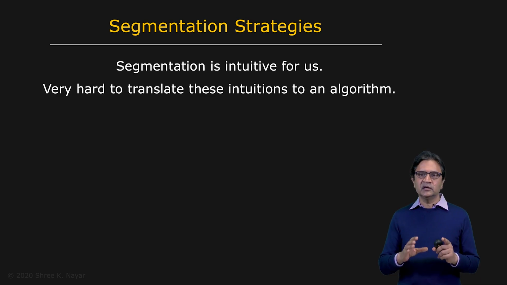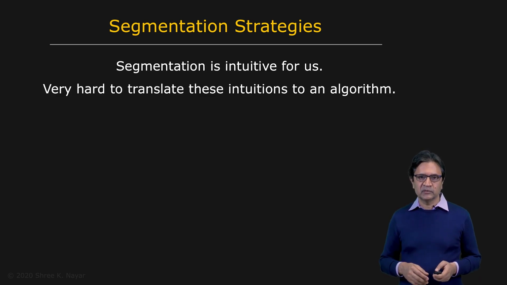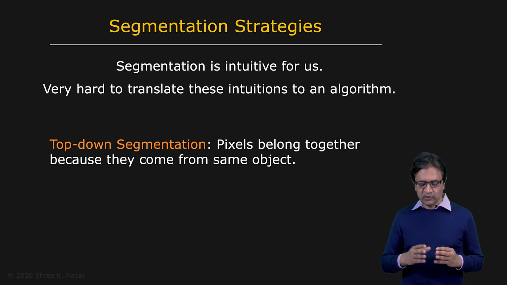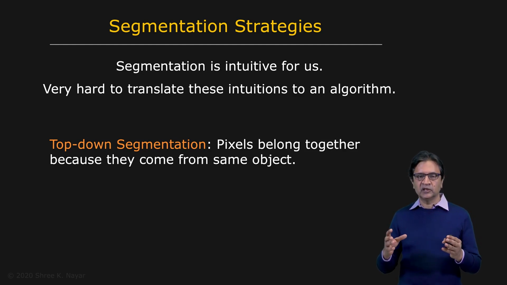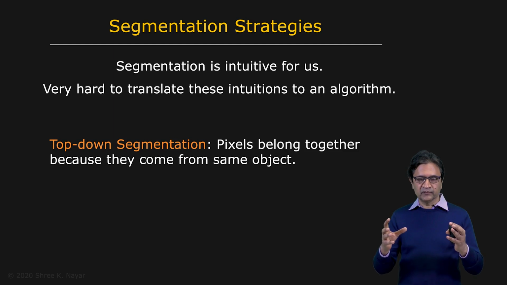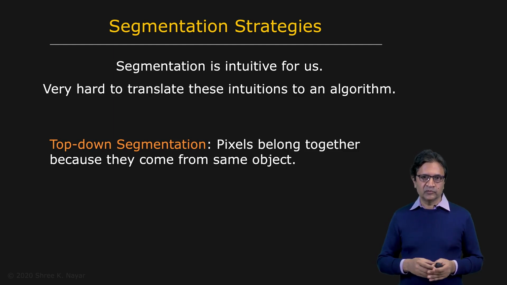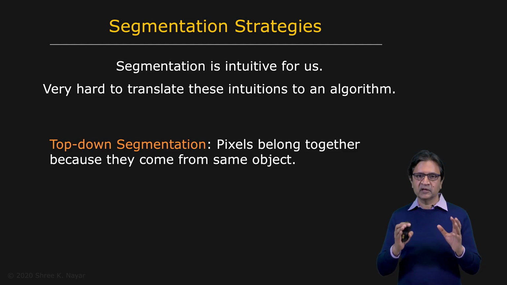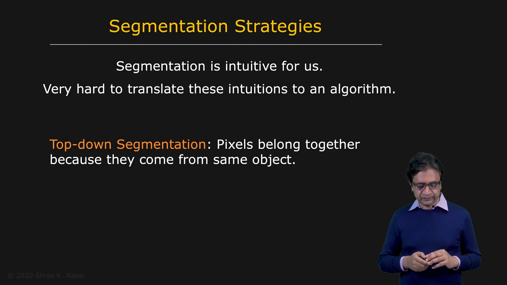And so we can say that there are two approaches one could take to the segmentation problem. The first is what we'll call the top-down segmentation approach. This is more in line with the Gestalt approach, where pixels belong together because they come from the same object. Once you're able to identify that, then you can go in and look at the parts of that object. This is a hard problem to solve. We don't yet know how to solve this except for specific classes of objects.